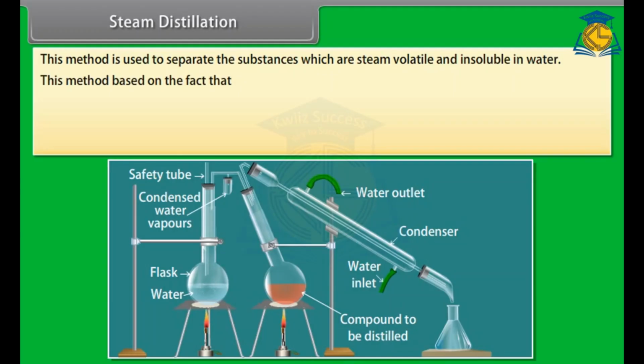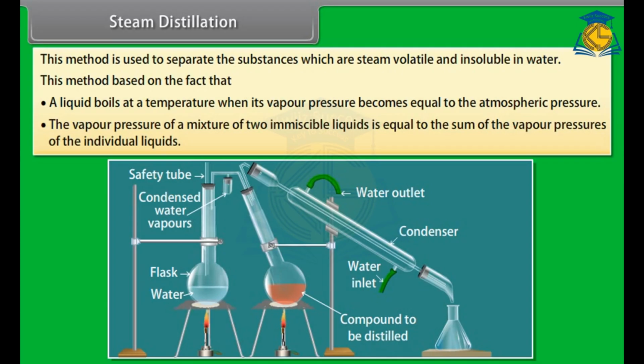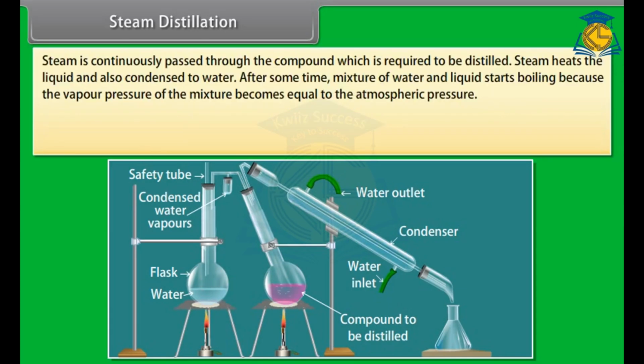This method is based on the fact that a liquid boils at a temperature when its vapor pressure becomes equal to the atmospheric pressure, and the vapor pressure of a mixture of two immiscible liquids is equal to the sum of the vapor pressures of the individual liquids. Steam is continuously passed through the compound which is required to be distilled. Steam heats the liquid and also condenses to water.